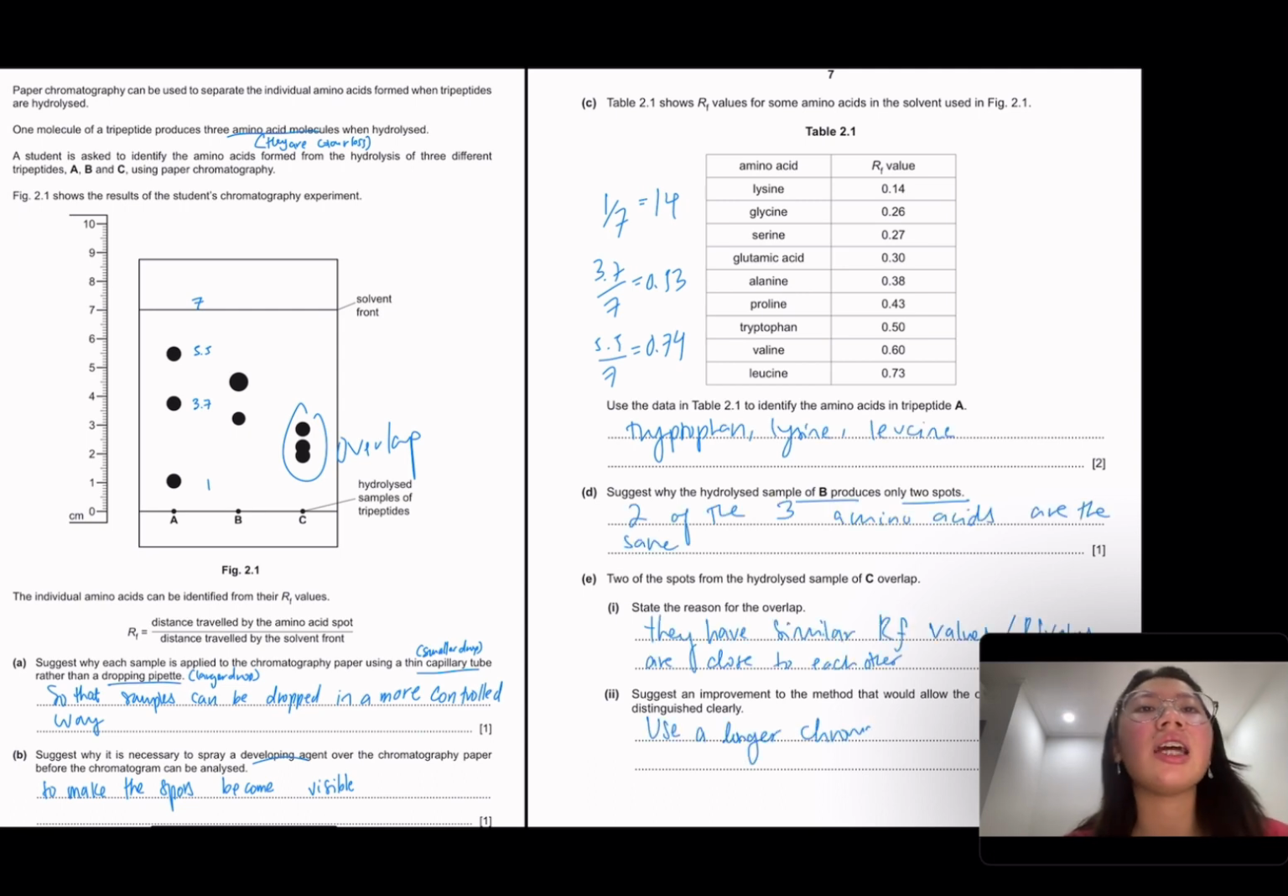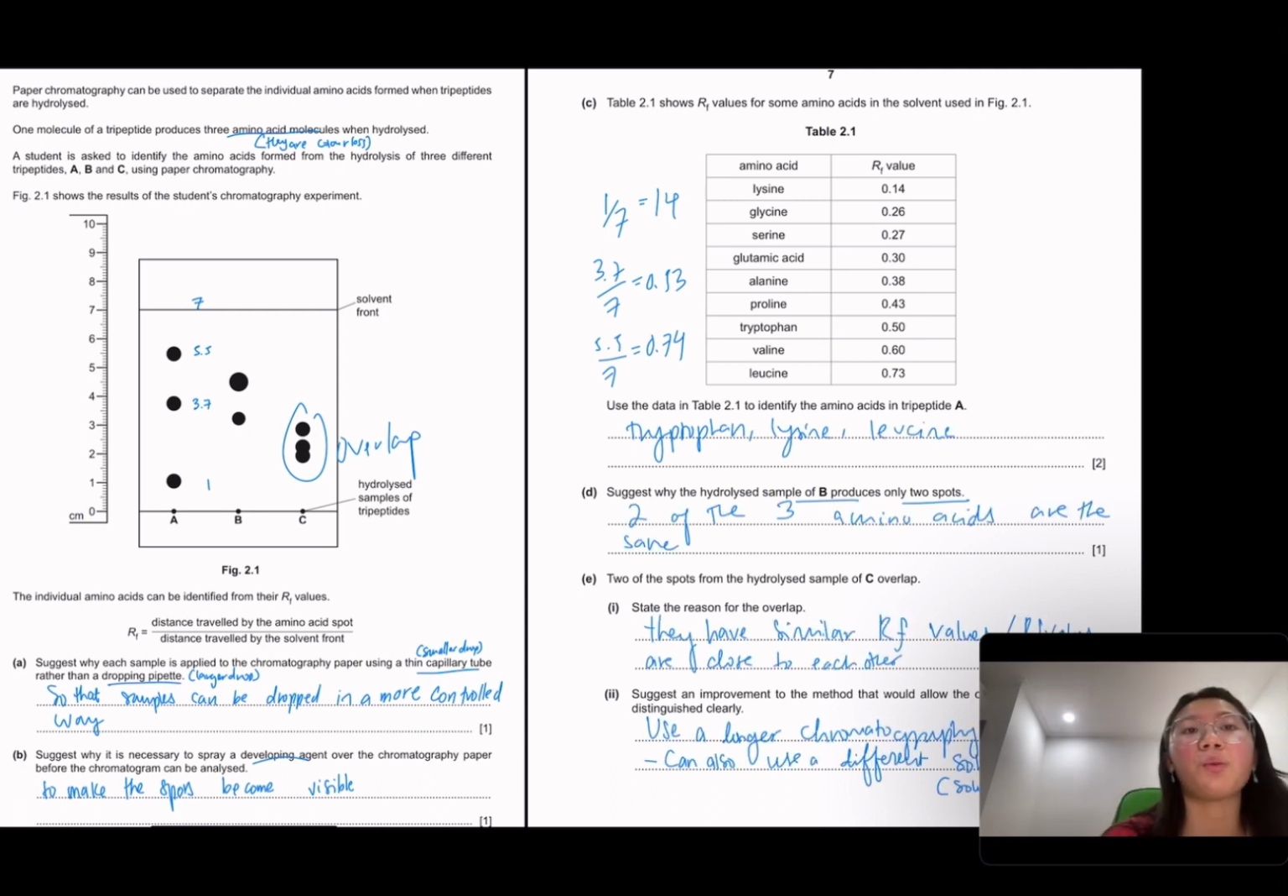Alright, a student is asked to identify the amino acids formed from the hydrolysis of 3 different tripeptides. We have A, B, and C. As you can see, 3 spots, 2 spots, and 3 very condensed spots with a lot of overlapping. Figure 2.1 shows the result of the student's chromatography experiment. And the individual amino acids can be identified from their RF value. So they have very generously given the formula for your RF: distance traveled by the amino acid spot over distance traveled by the solvent front.